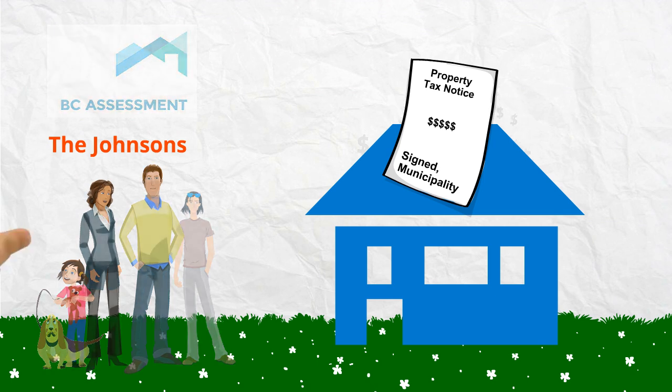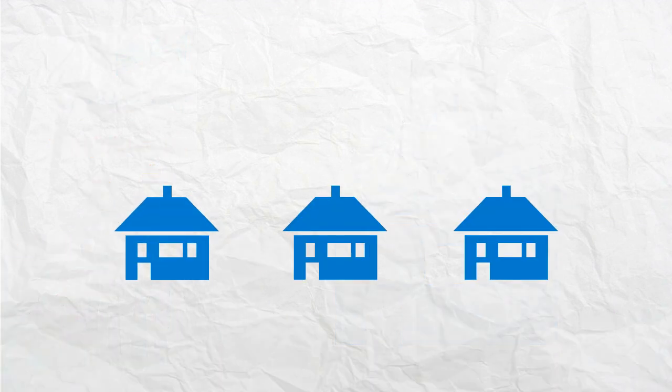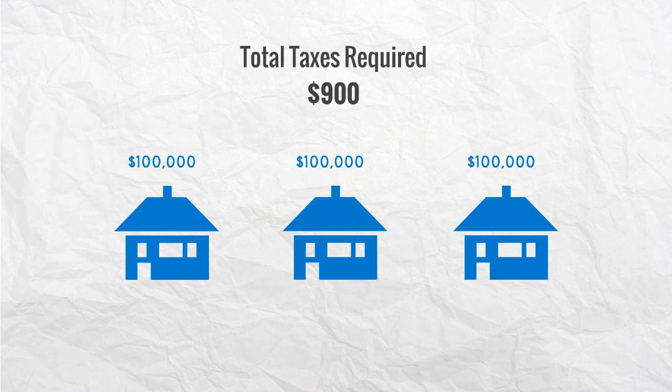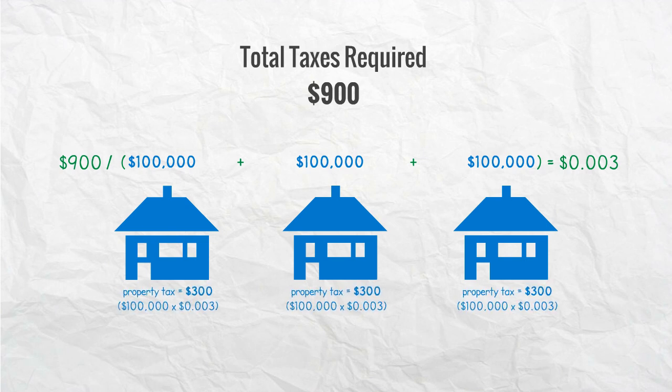Let's assume an imaginary town has 3 properties, and all 3 properties have the same assessment value of $100,000. Assuming the total taxes needed to balance this town's budget is $900, then the tax rate must be set at $900 divided by 100,000 plus 100,000 plus 100,000, which equals $0.003, in order to collect the $900 needed for the town to operate for the year. That means each property would have to pay $100,000 times $0.003, or $300. Each property pays their share of taxes based on their assessment value.